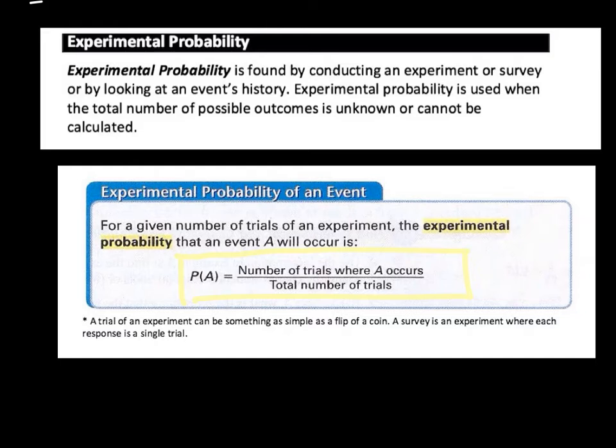So a trial of an experiment can be something as simple as a flip of a coin. A survey is an experiment in which each response is a single trial. Multiple different possibilities or situations there. But data has been collected, surveys been taken, experiments been done, those sorts of things for experimental probability.